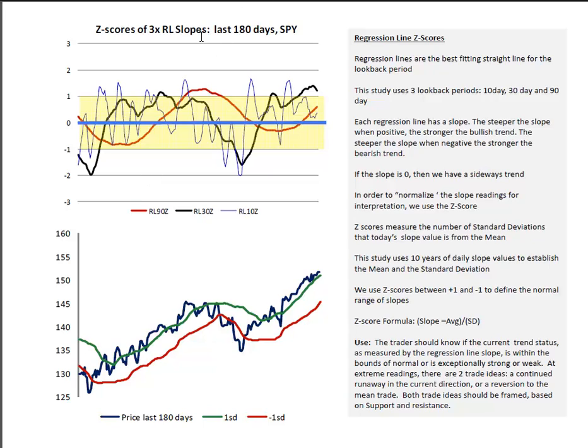Looking at the Z-scores of the regression line slopes, the 30 has started to roll over like we saw in the market mosaic. The 90 is still a powerful uptrend and still has room to go, so there could be another 4 to 5% leg left on the upside. The 10 has pulled back a little bit. See, it's still riding above the north shore of the river. That's price compared to the Bollinger Band River, so that's still favorable.